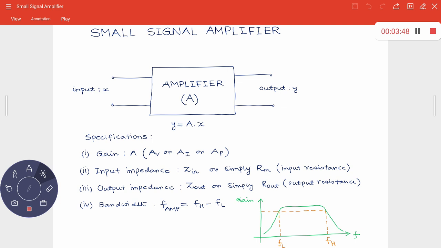But first of all, let's identify that A is nothing but a gain. It might be a voltage gain, a current gain, and sometimes if you would like to realize a power amplifier, in that case, this A is represented as a power gain.